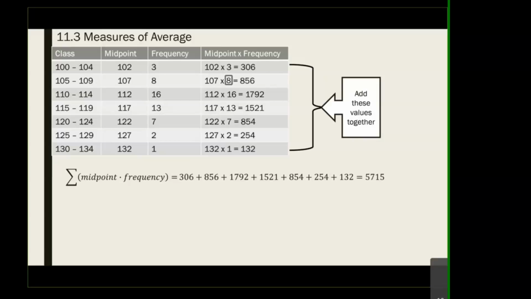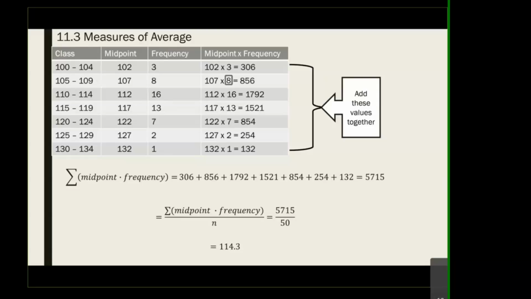Once you have this, you need to take the 5715 and divide it by the total number of your frequency, which in this case is the number of states, the 50 states we have. So 5715 divided by 50 gives you the average temperature. The average temperature that you have is 114.3.